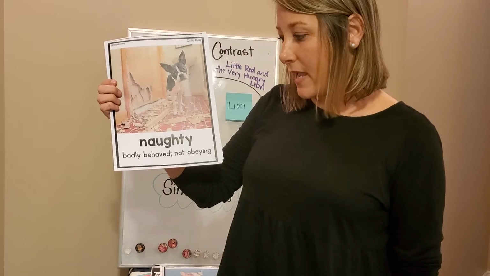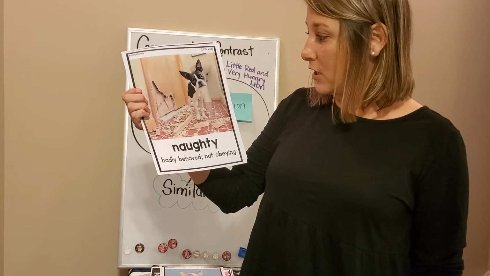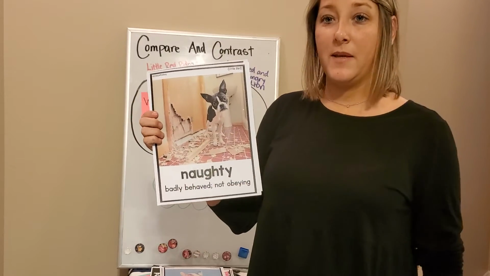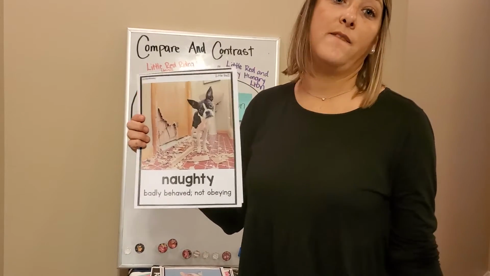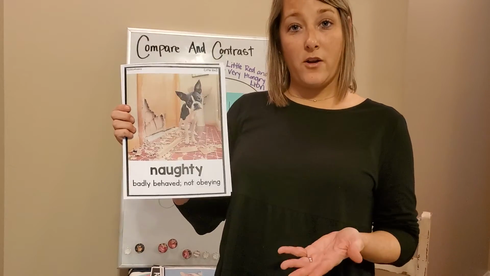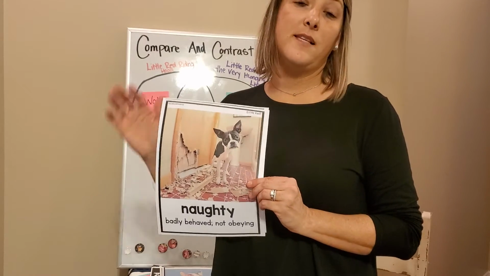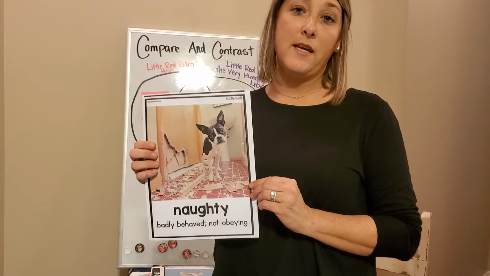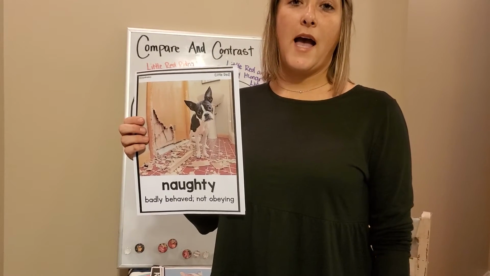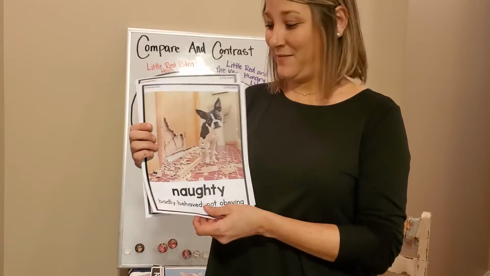Naughty is badly behaved, not obeying. So the little dog has been naughty. He was chewing something up. Another thing you might think of is a little boy playing on the playground who was not listening to his mother and was climbing up the slide. He might be naughty. To use it in a sentence, I am not going to be naughty today and I'm going to listen to my parents.